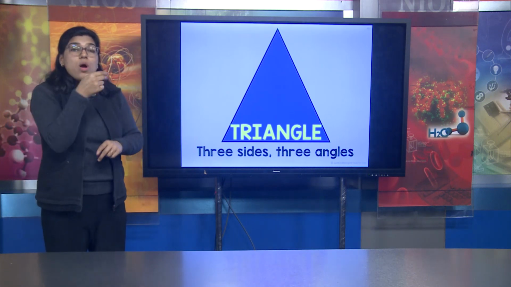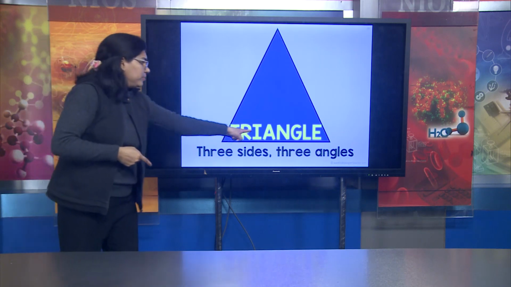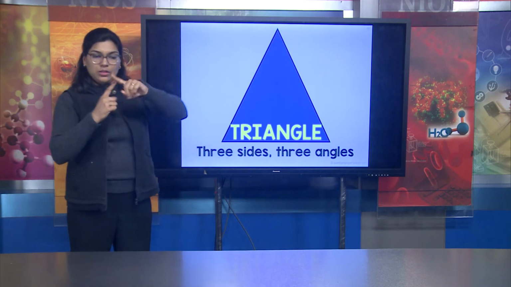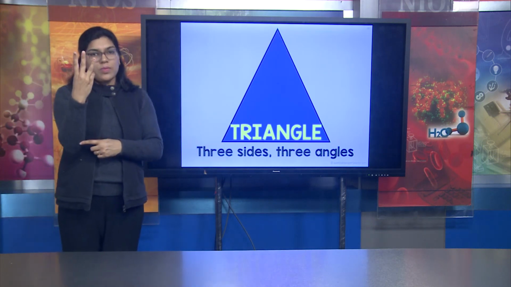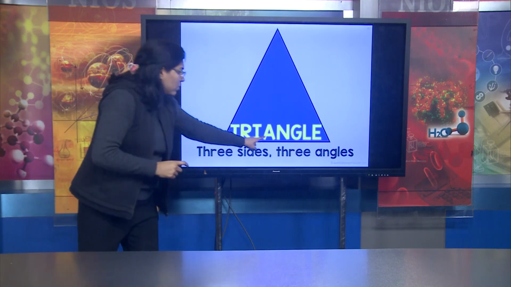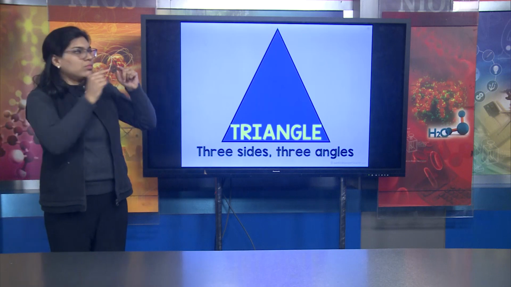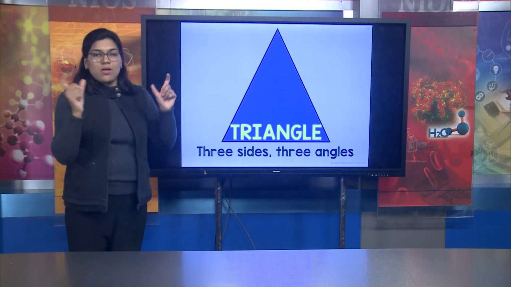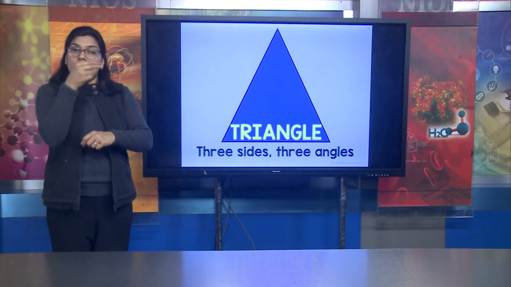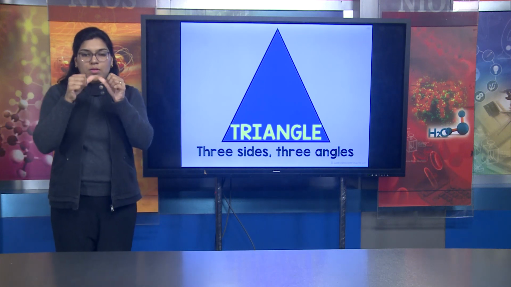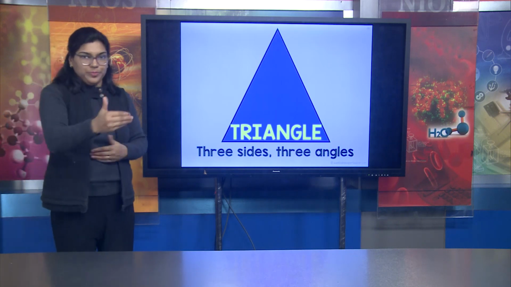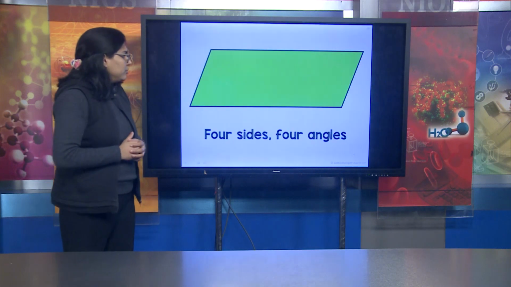We have understood that three sides and three angles are there, and that image is called a triangle. If we carefully see the word spelling, TRI means three. And when the word angle is combined with tri, it becomes triangle. So that is why the image is called a triangle. I hope you understood. Let us move further.